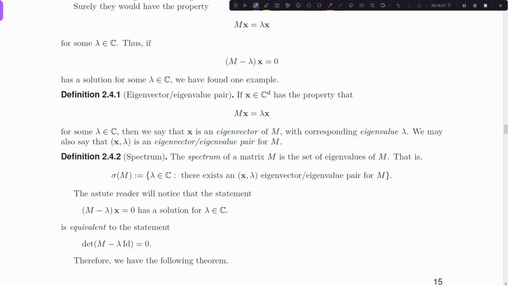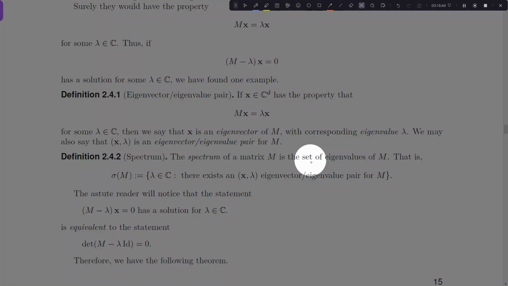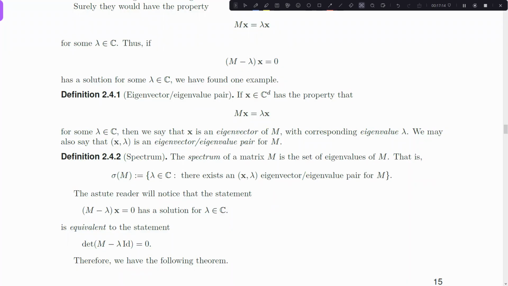So let's define the spectrum. Okay, suppose that we have these. We're going to define the spectrum of a matrix as the set. This is a mathematical object, a set. If you had intro to proofs, you know what these are. So the set of eigenvalues of M. We're going to use a lowercase sigma to define spectrum, sigma for S, and the spectrum of the matrix M is the collection of eigenvalues in C such that there's actually an eigenvalue eigenvector pair for M.